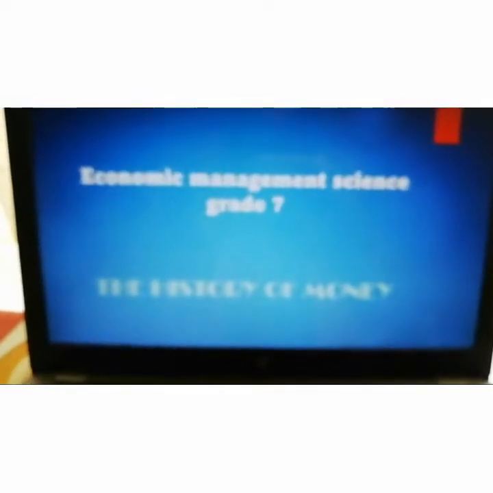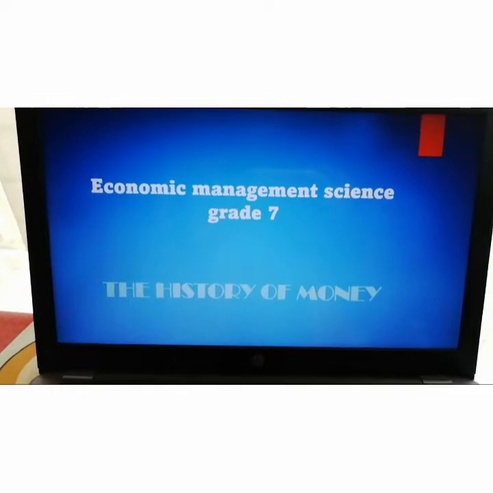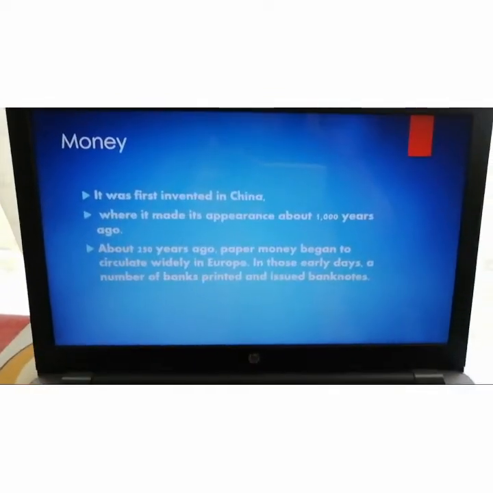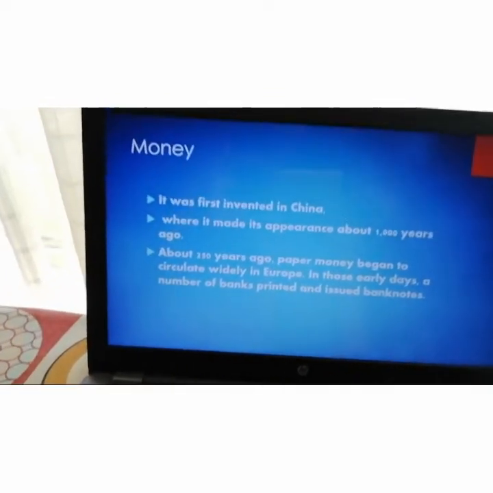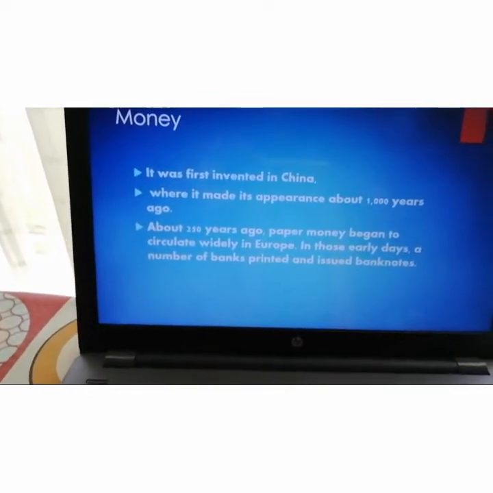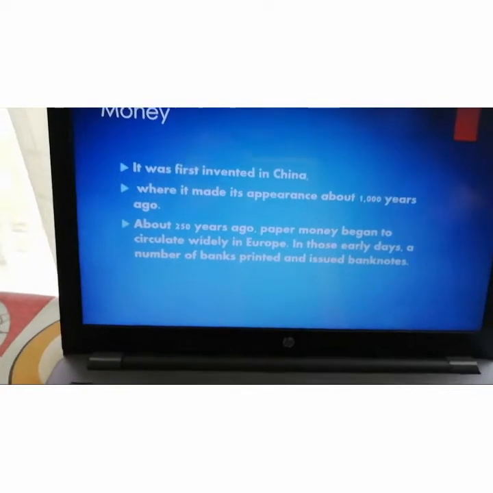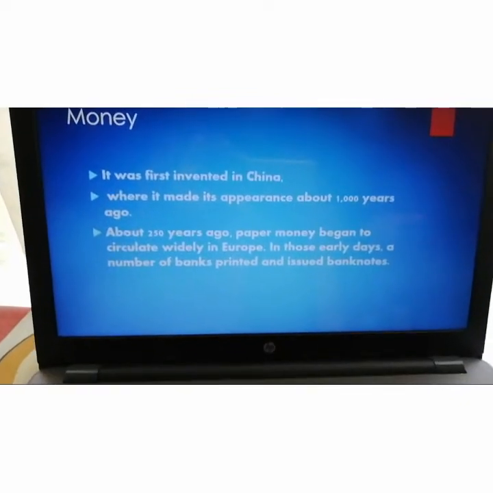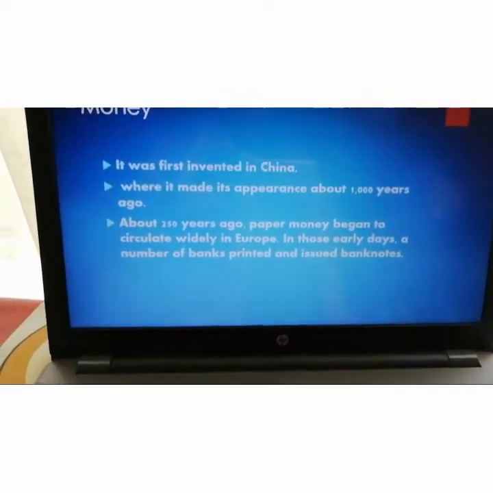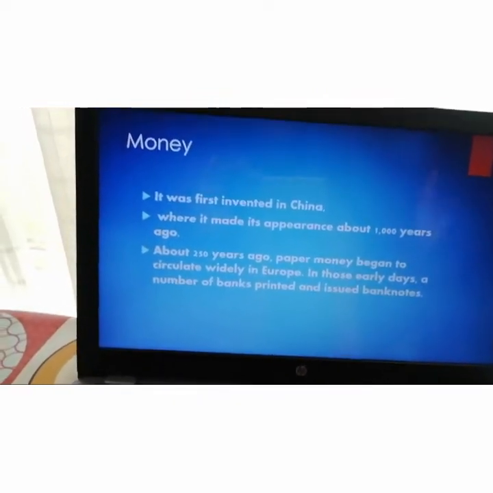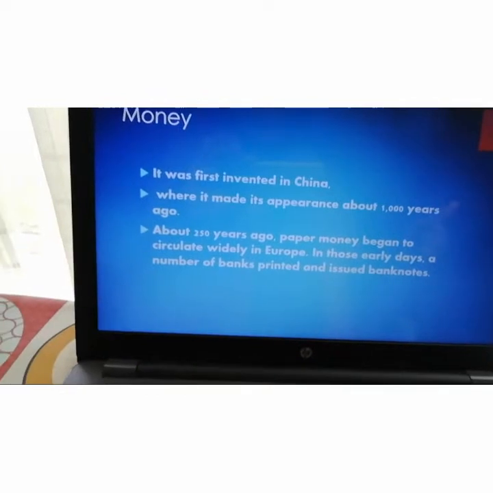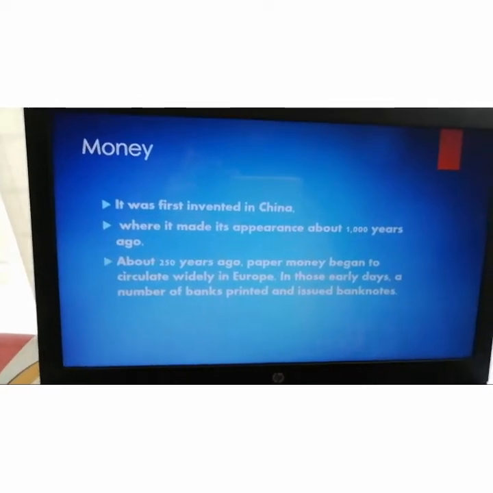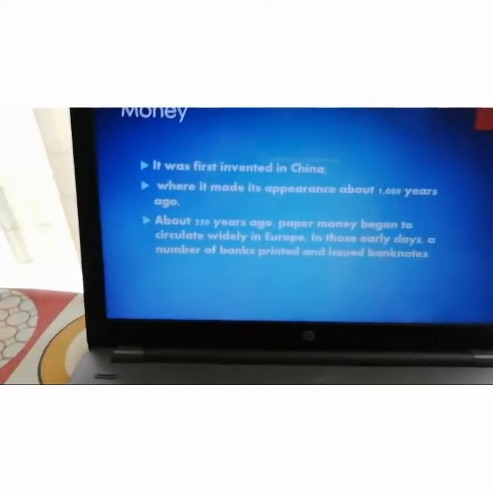So as we know, this is our EMS class, grade 7. We're doing the topic of the history of money that we went through. To go on to the next slide, it says, as we know, money was invented in China, where it made its appearance about 1,000 years ago. About 250 years ago, paper money began circulating widely in Europe, and in the early days a number of banks printed and issued banknotes. Does anybody have any questions regarding this? Excellent. So it can be said that we all fully understand this topic.